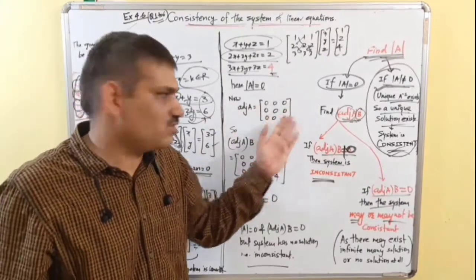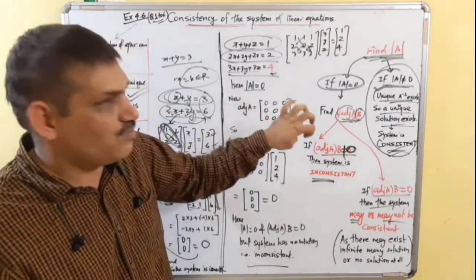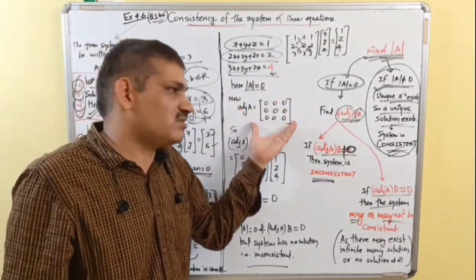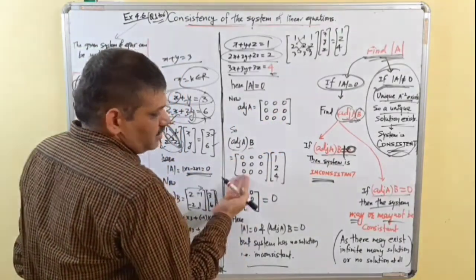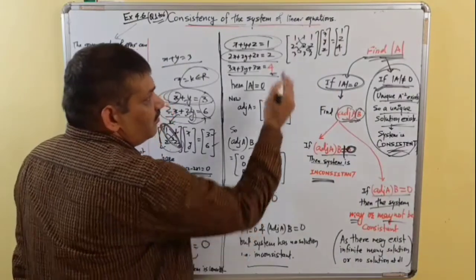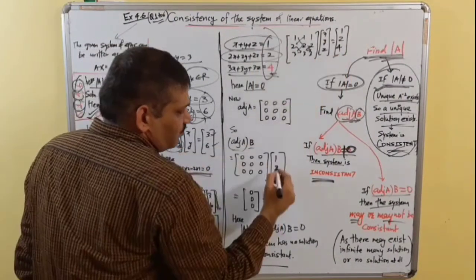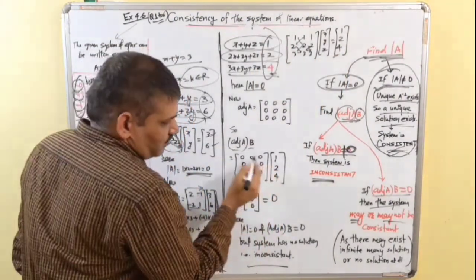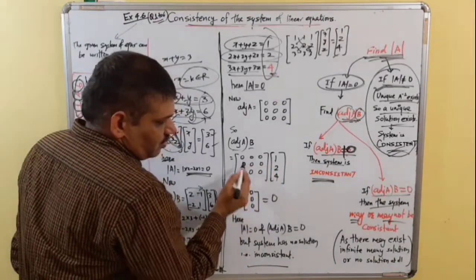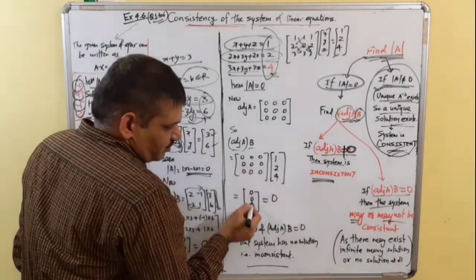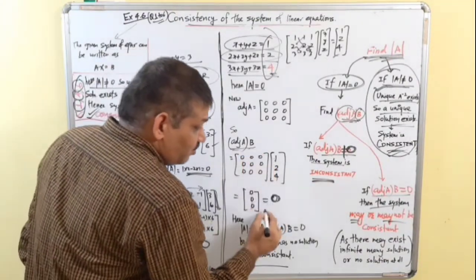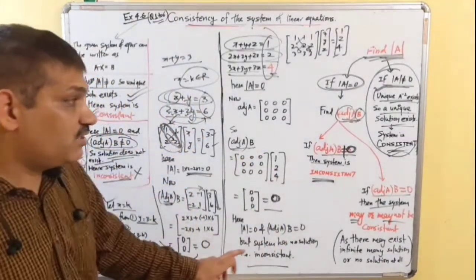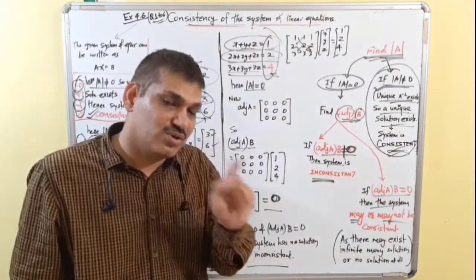So the cofactors are 0. So the adjoint A is the transpose of the cofactor matrix. So adjoint A is a 0 matrix. Now if I multiply adjoint A with B, this is adjoint A which we have found, and B is 1, 2, 4. And obviously 0 into 1 plus 0 into 2 plus 0 into 4 is 0, again 0, that is a 0 matrix. Here adjoint A into B is 0, but the system has no solution.